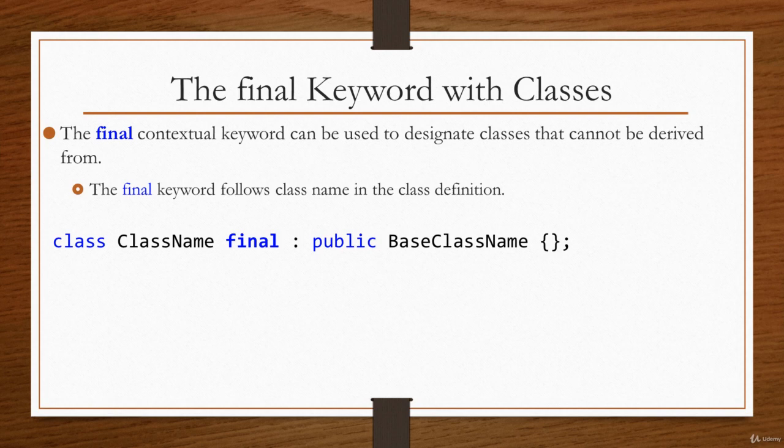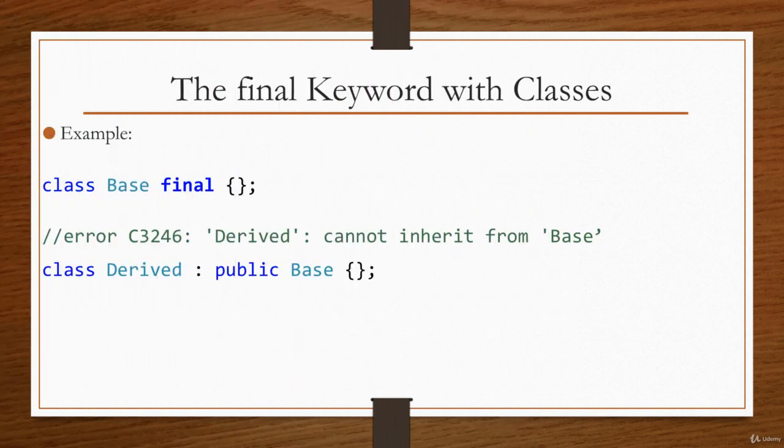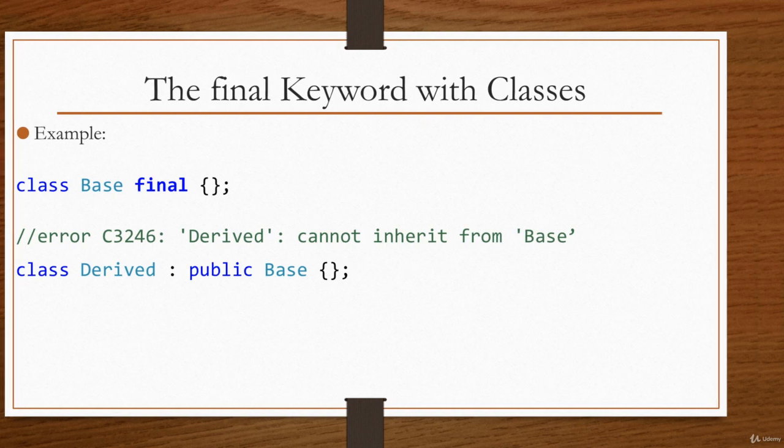Now this class can inherit from some other class, some base class name. You can specify that to the right. Here's a quick example. I have the class base. I specify that as final, and I try and publicly derive from the base class. That is going to give me an error. Derived cannot inherit from base, because base is specified as final.